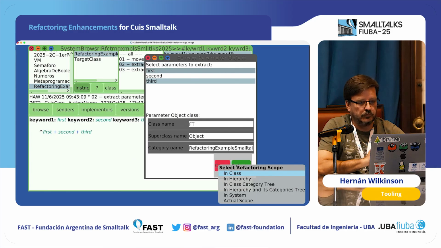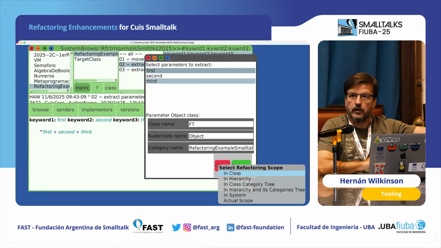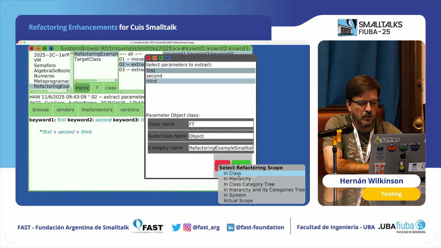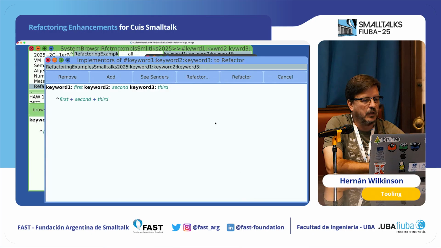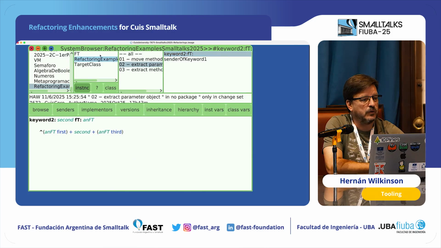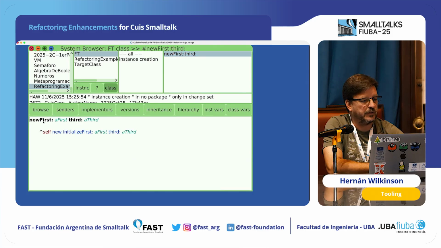Then it will ask you for the scope of the refactoring, of course, because you have to look for implementers and senders. Like all the refactorings that need to look for implementers and senders, it will ask you for the scope, and of course, if you have live typing implemented, it will allow you to use the actual scope. I'm going to use just the class as a scope. So we see here the implementors, the sender is going to change. And if we refactor, there's a new class, FT, with an instance creation message that receives first and third.